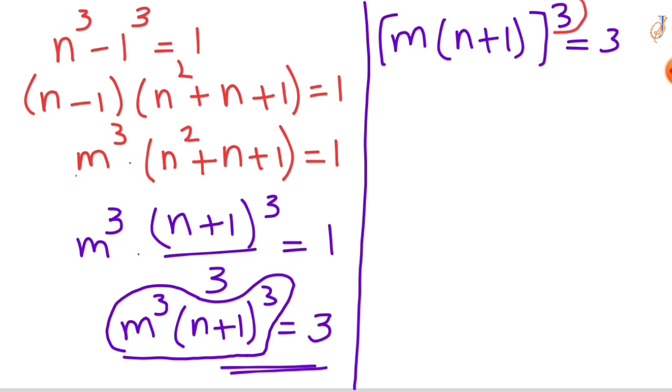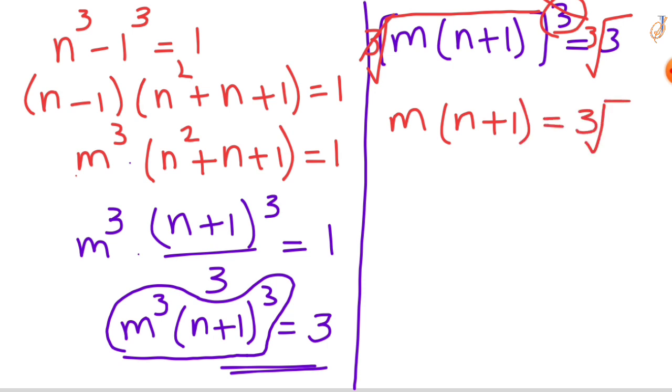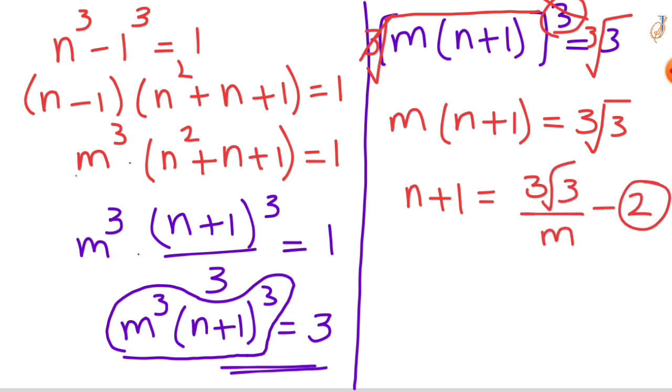Here we have cube. So get rid of this cube. Take cube root on both sides. So then you will get cube root here and cube root here also. So here cube and cube root get cancelled. So then you will be left with only m times (n+1), that is equal to cube root of 3. Then n+1 equals cube root of 3 upon m. Consider this as equation 2.